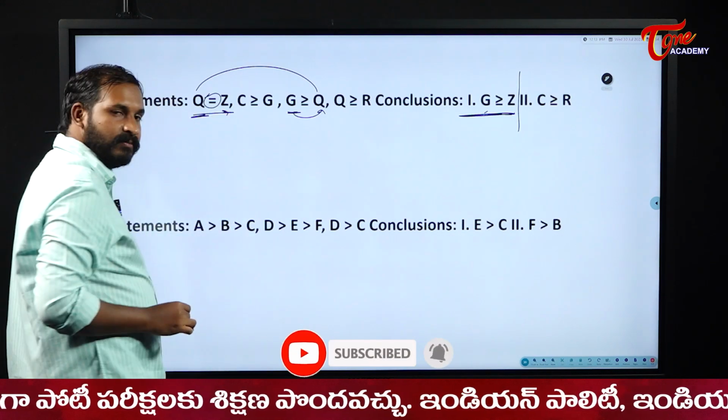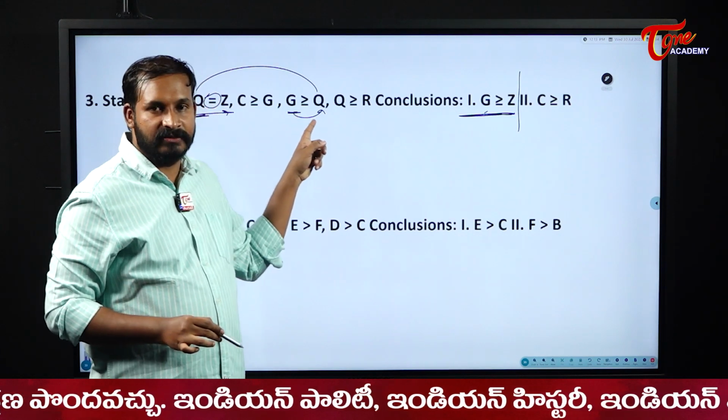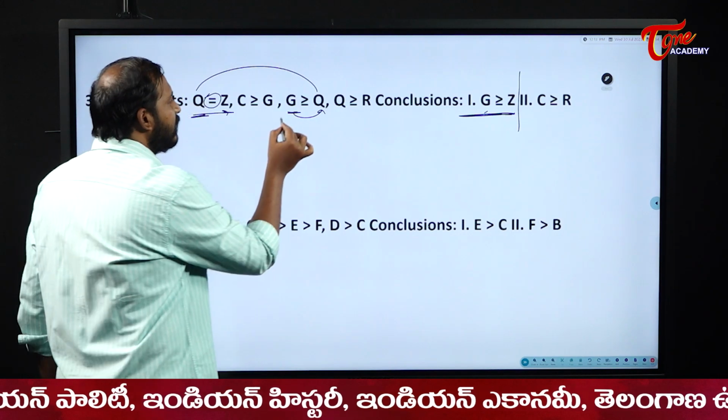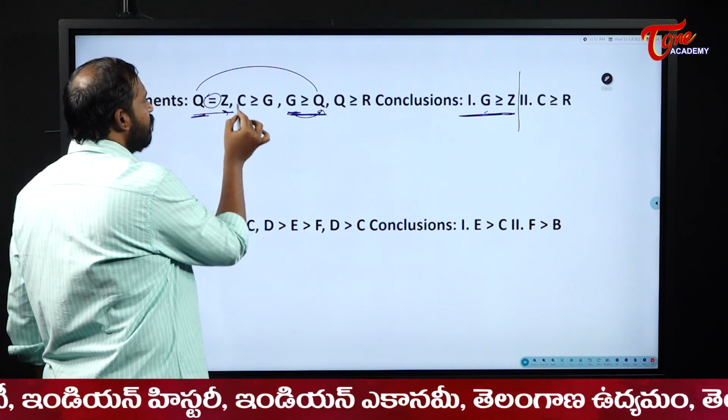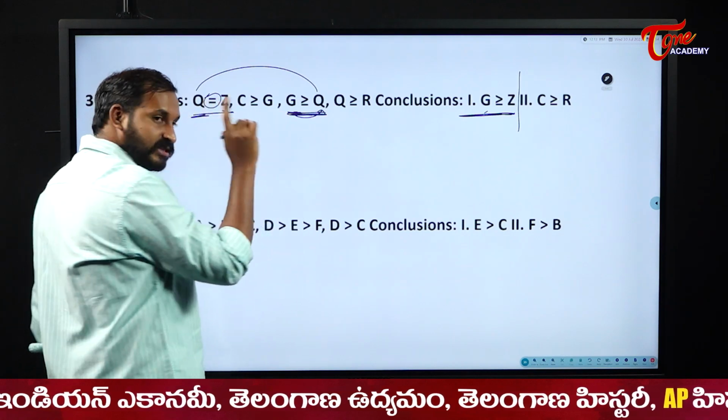Equal to is negligible, ma'am. Need not worry about equal to. Sir, you said that throughout my journey I should have only these symbols. Here I have equal to. Equal to is negligible. So now I can tell that G is greater than or equal to Z. Why? Because I can travel from G to Z. First thing, yes.